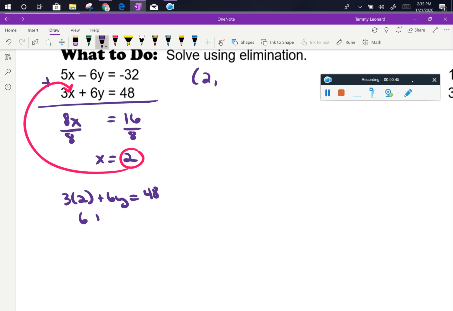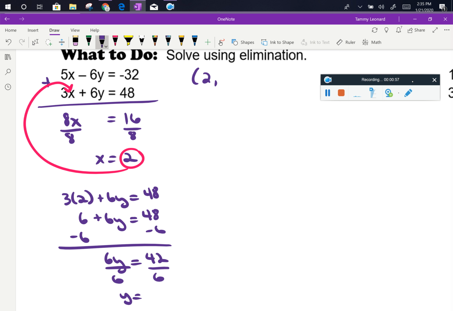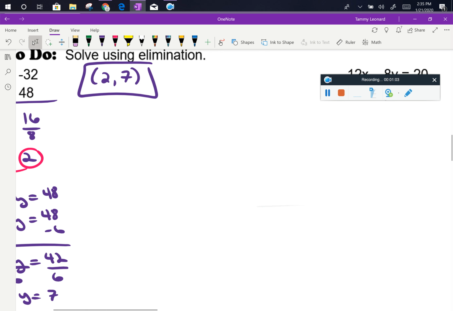3 times 2 is 6, so 6 plus 6y equals 48. Subtracting 6 from each side, 6y is equal to 42. If we divide both sides by 6, we see that y equals 7 when x equals 2, and that's the intersection point for these two lines.